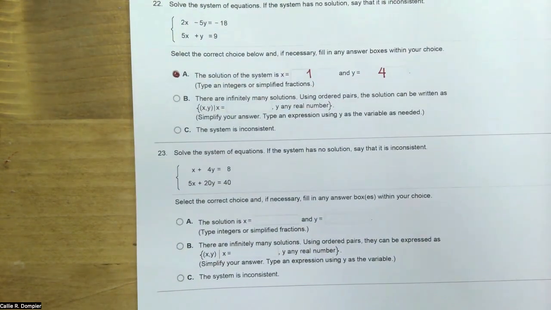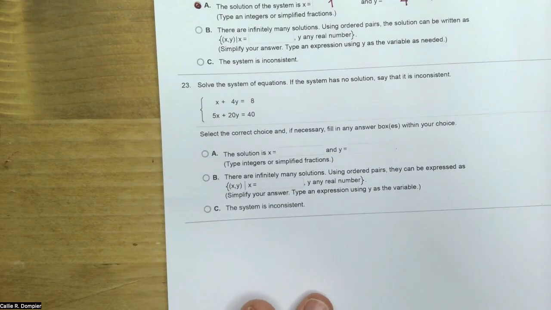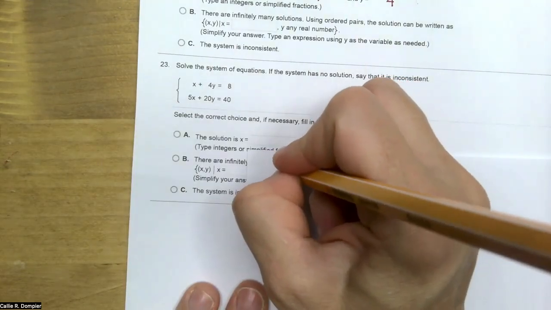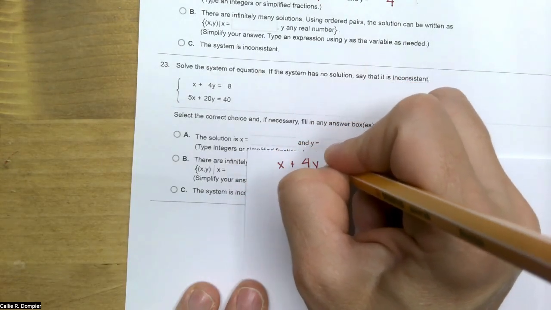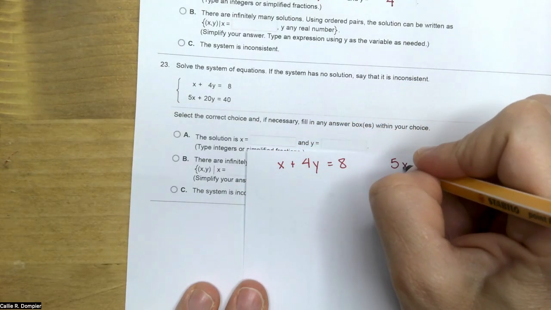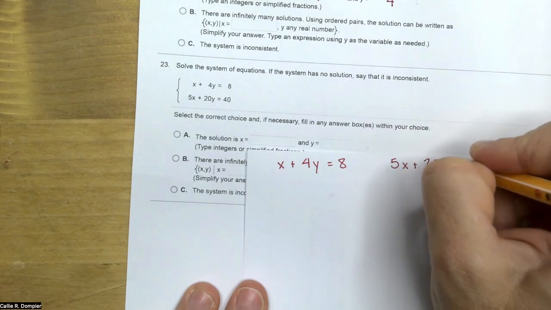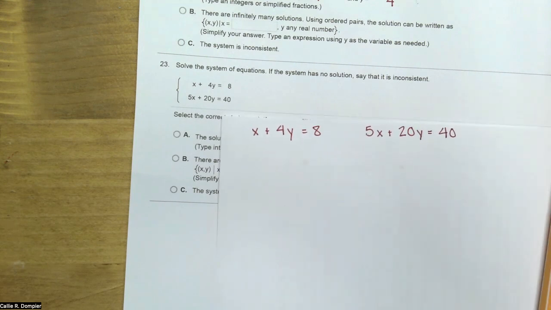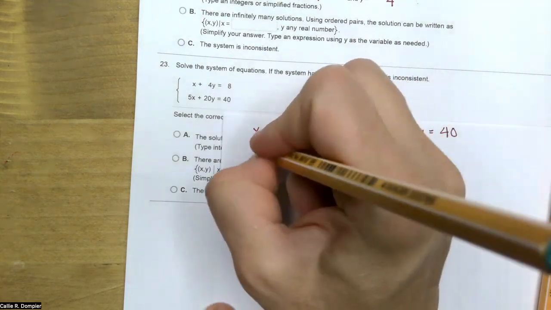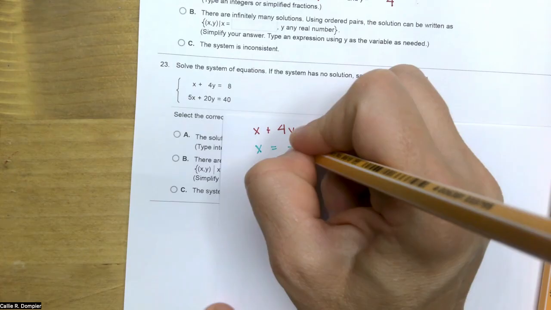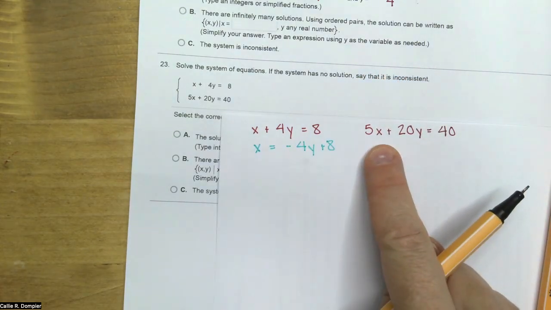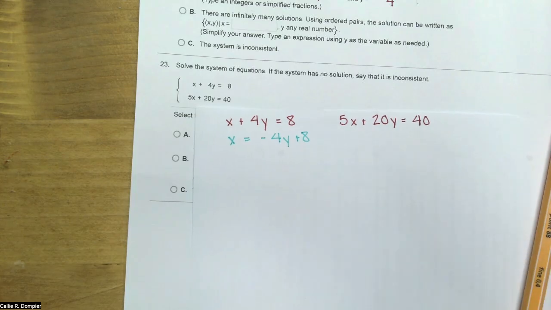Good? All right, number 23 says the same thing, solve the system of equations. If it has no solution, say it is inconsistent. X plus 4y equals 8 and 5x plus 20y equals 40. I'm going to solve this one for x, so I'll just subtract that 4y from both sides and I get x equals negative 4y plus 8. And I will put that in for x right here correctly, hopefully this time.